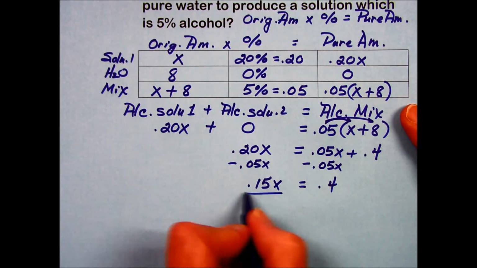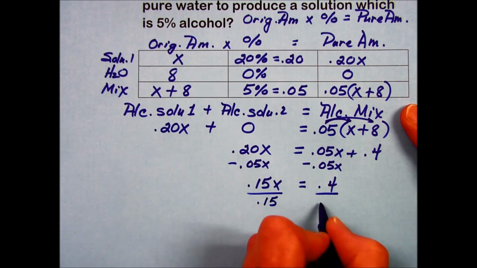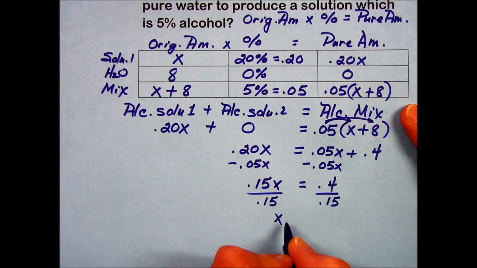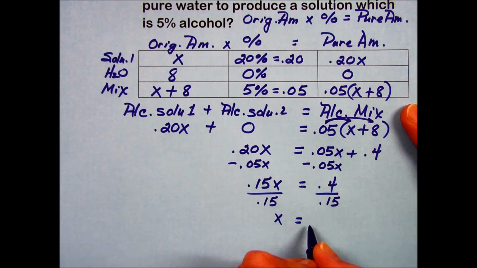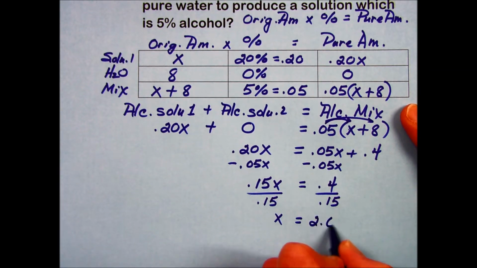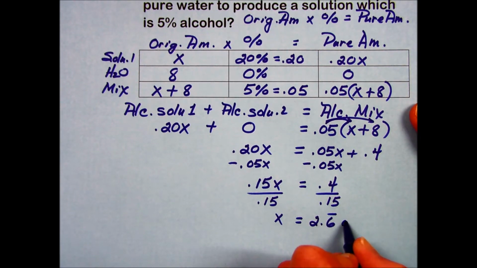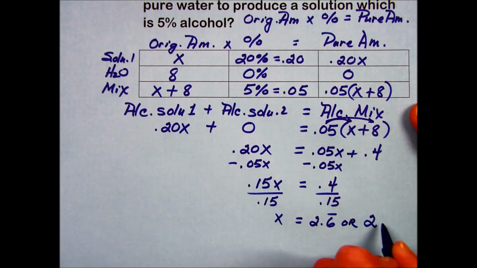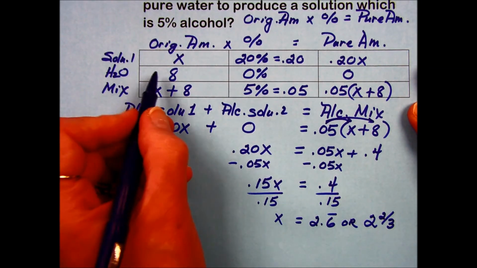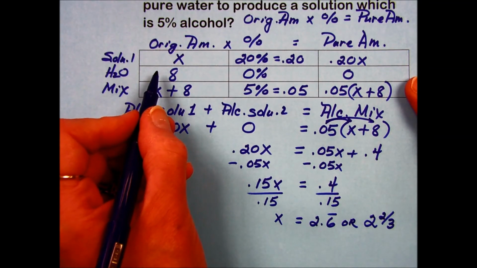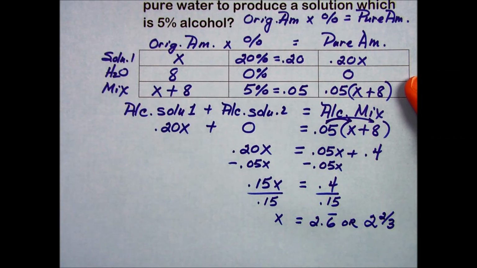And the last thing is we're going to divide both sides by 0.15. That cancels out on the left, leaving a 1x or simply x, and the division results in 2.6 repeating, or the fraction equivalency would be 2 and 2/3, and that x represented the amount of that 20% solution. So the answer to our question is 2 and 2/3.